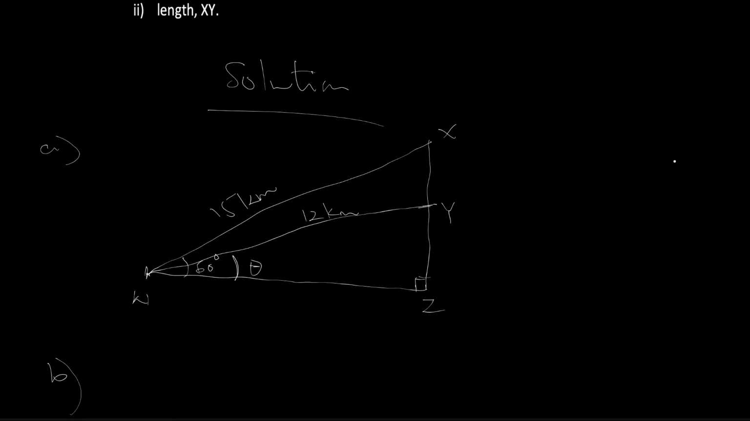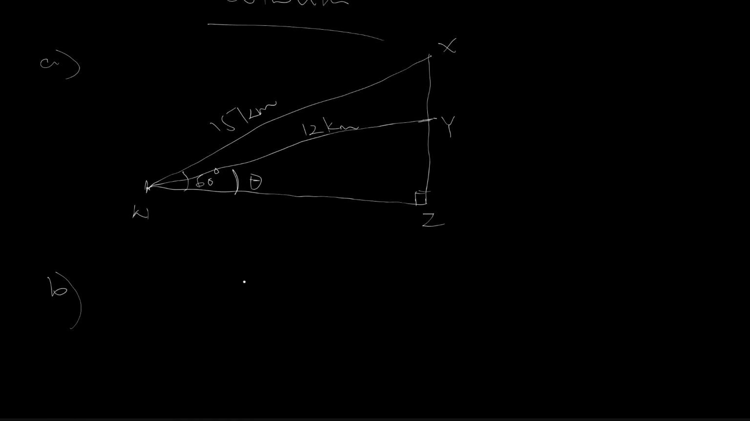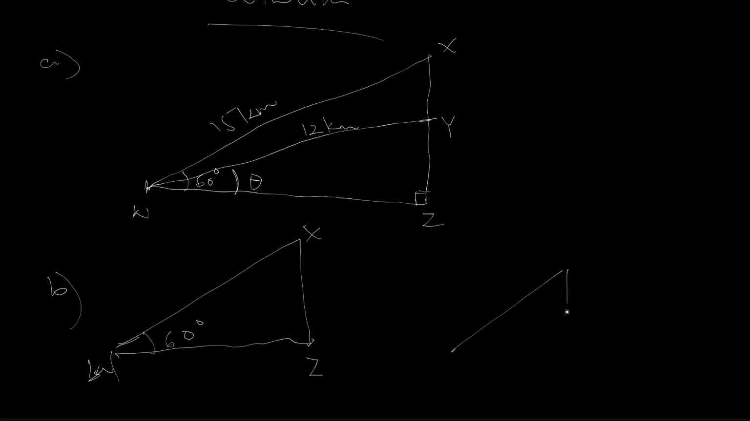But we have 2 triangles. First, the bigger triangle and the smaller triangle. So we have X, W, Z, and 60 degrees. Then we have this triangle too: Y, Z, W, and this is phi. This is 90. This is 90. This is 12 kilometers. This is 15 kilometers. And we are being asked to find this.